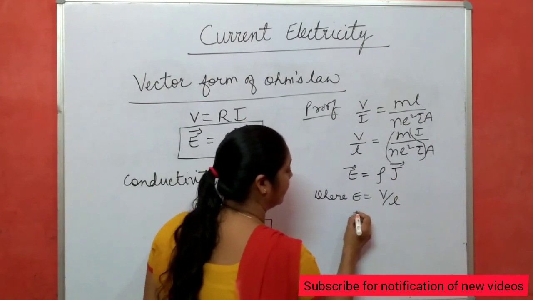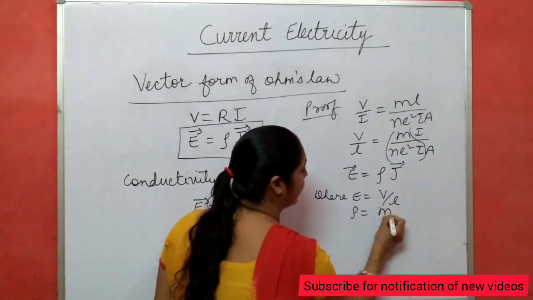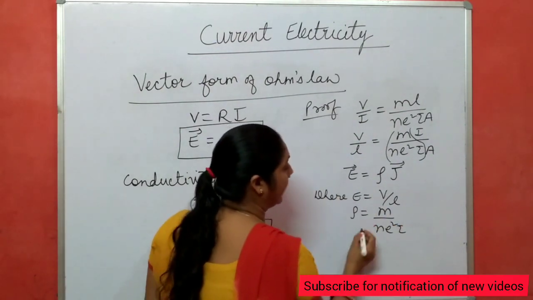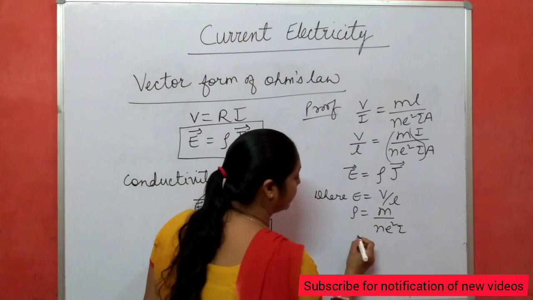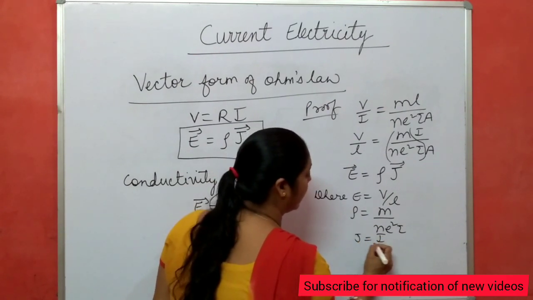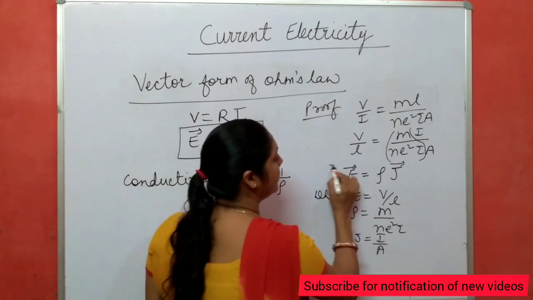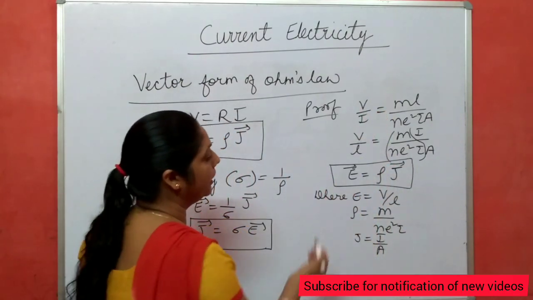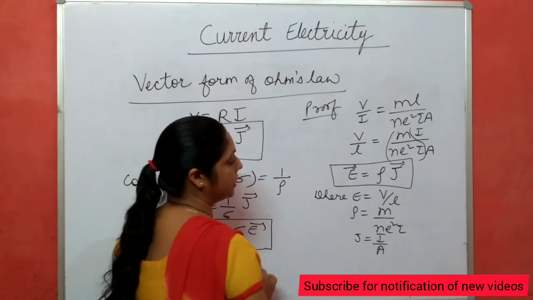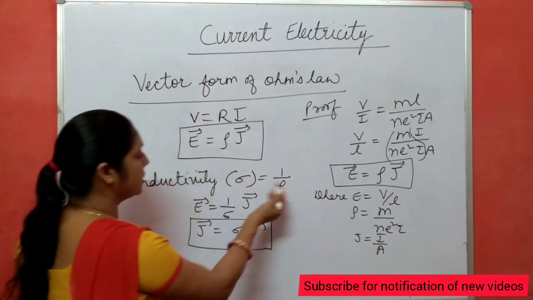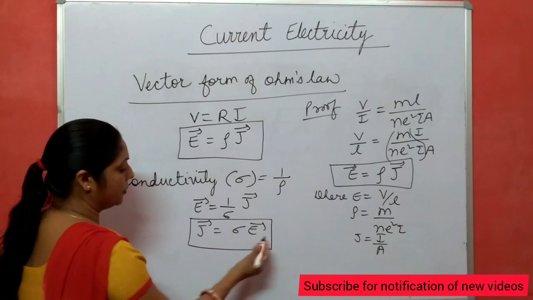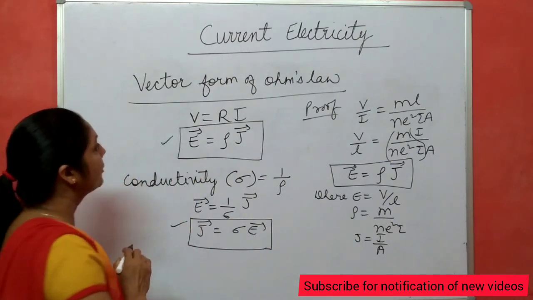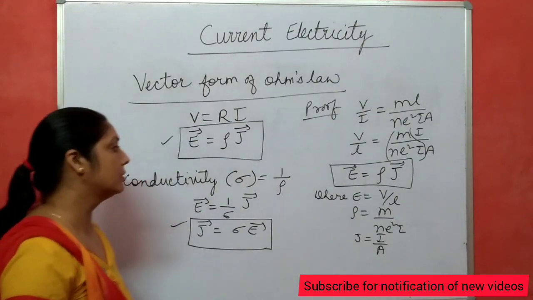L, resistivity is M by N E square tau, and this J is what? Current density, I by A. So easily you get this vector form of Ohm's law from this expression only, E equal to rho J. And in place of rho, you can write in terms of conductivity also. So you get J equal to sigma E. These two are the vector forms of Ohm's law.